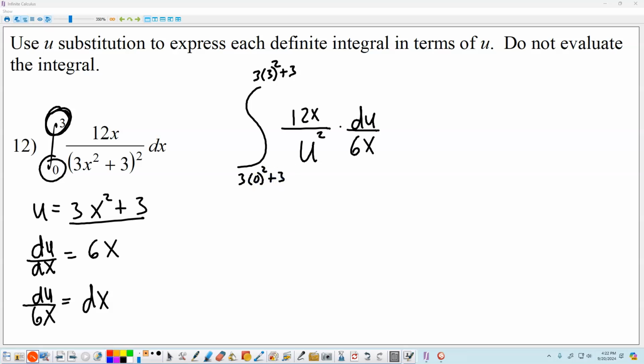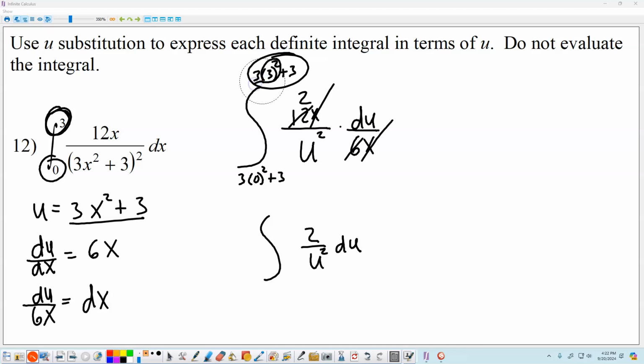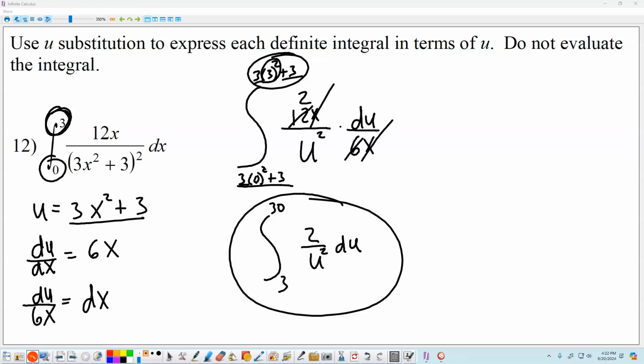All right, let's go ahead and simplify this. So the x's cancel out, and 6 goes into 12 twice. So we're left with 2 over u squared du. And then up here, exponents first. 3 to the second power is 9, and 9 times 3 is 27. Add 3 to that and you get 30. And for this one, 0 squared is 0, times 3 is 0, plus 3 is 3. And there is our final answer. We're going to stop there. We're not going to go any further than that, because it says just don't evaluate the integral, just do the u substitution, and we've done that now.